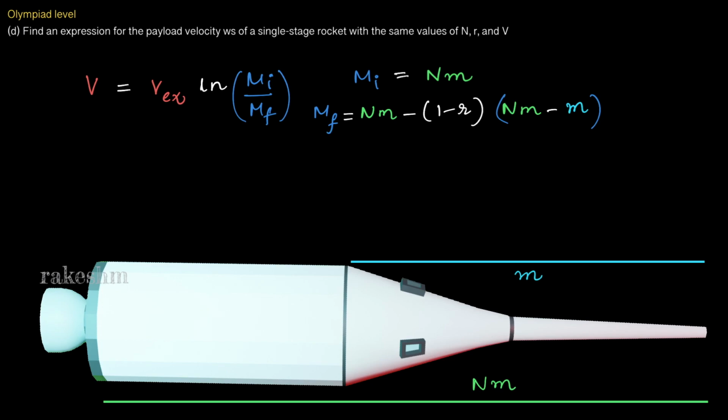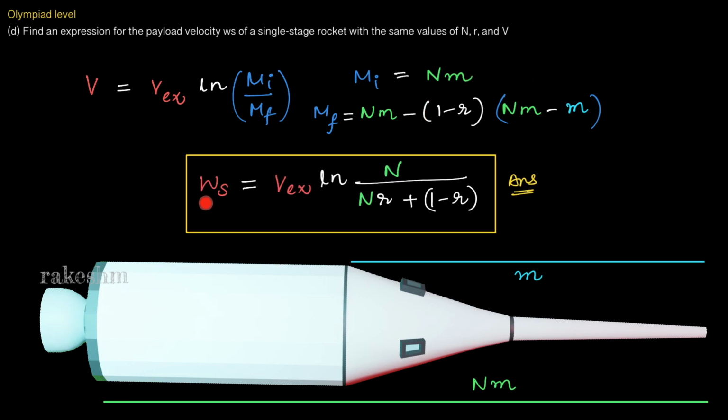And M final is the final mass of the rocket after the fuel has burnt out in the first stage. M final equals total mass minus mass of fuel which has been consumed. So calculating the final velocity of the payload, it is given as Ws equals V exhaust ln capital N divided by capital NR plus 1 minus R.